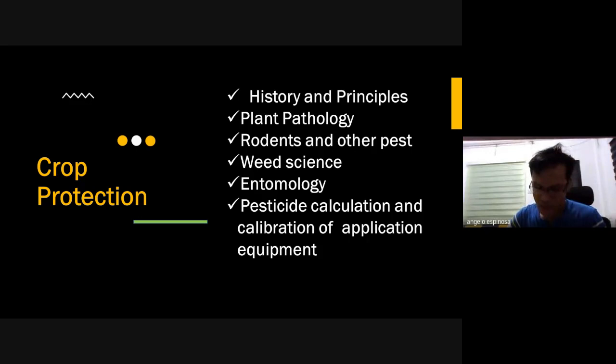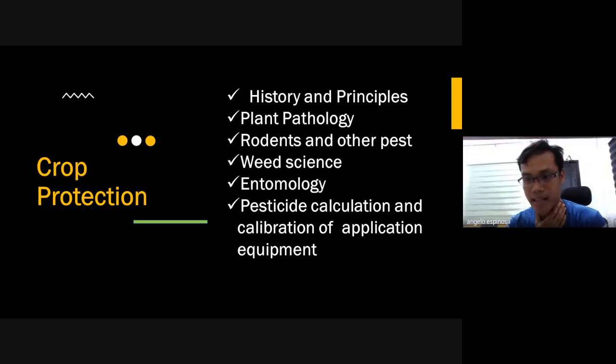And then, I have also, yun. So, principles of crop protection and then plant pathology. Isa din yan sa gagawa, sa kasama bukas. Rodents and other pests, kasama din yan. So, ano yung rodents and other pests? Kabilang na din yung mollusk. Okay, so hindi tayo nag-discuss ng mollusk, right? Kasi pahapyaw lang naman yung tanong ko doon sa mollusk. Konti lang yung tanong ko doon. At saka rodents and other pests. And then, weed science, huwag kalimutan. Entomology, yun. And then, we have pesticides and pesticide calculation and calibration of application equipment. Kasama na yun diyan yung IPM, yung Integrated Pest Management.